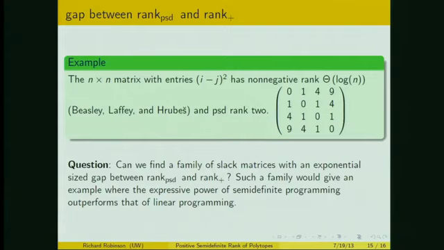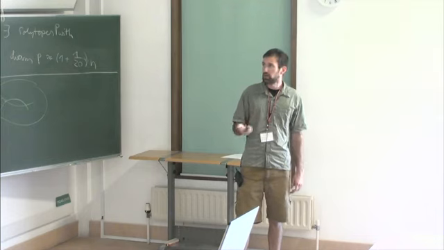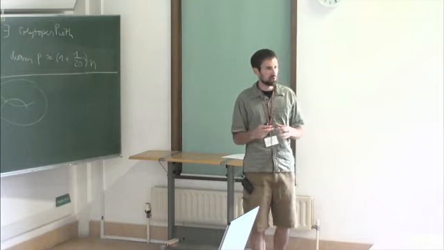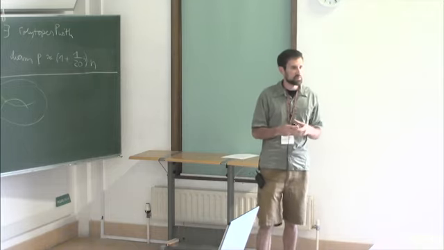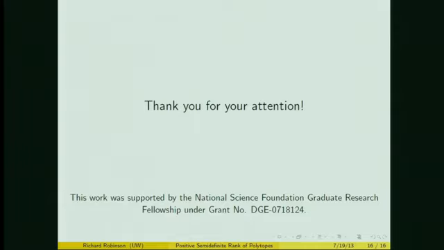What's not known, and what would be interesting, is whether we can find a family of slack matrices where we can find a large gap. If we had such a family, those polytopes would be much better expressed by semidefinite programming than linear programming. And that's all I had for today, so thanks for listening.